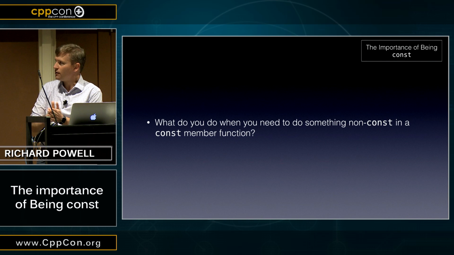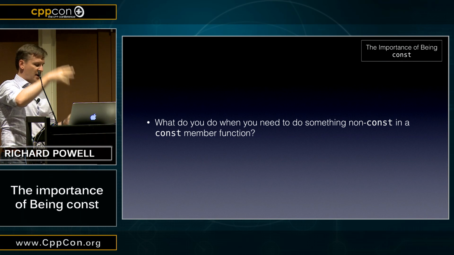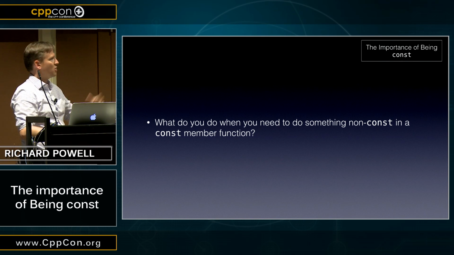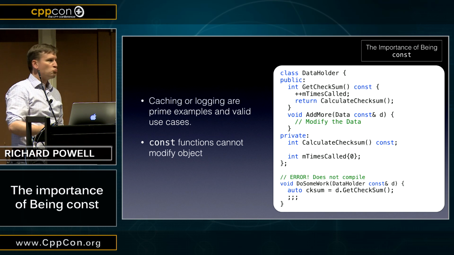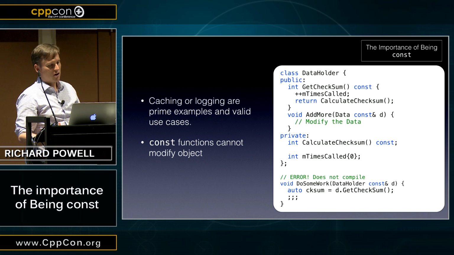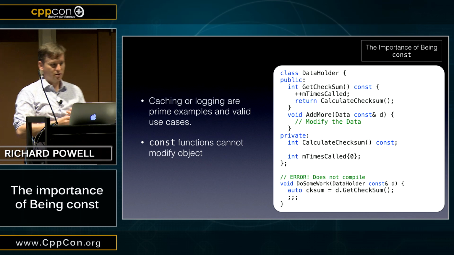Okay. What do you need to do when you need to do something non-const in a const member function? So I have my bag of bits. I'm not allowed to modify any of the state and modify the invariants of my object, but there are sometimes where you really do want to modify the members of your objects. Reasons for that could be caching and logging. These are prime examples, and they're actually valid use cases.